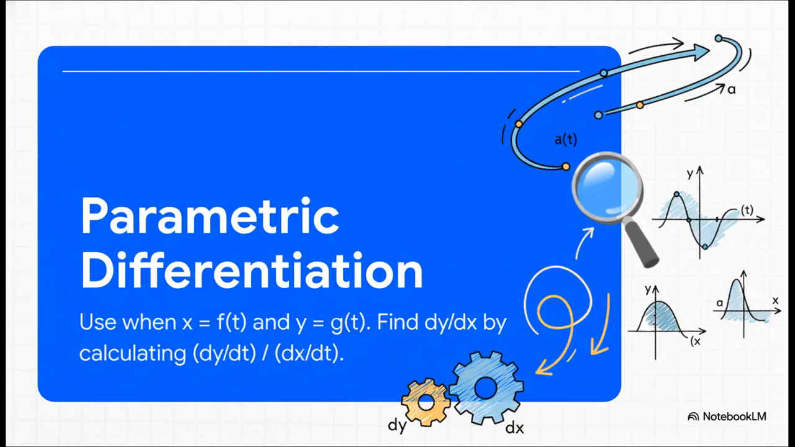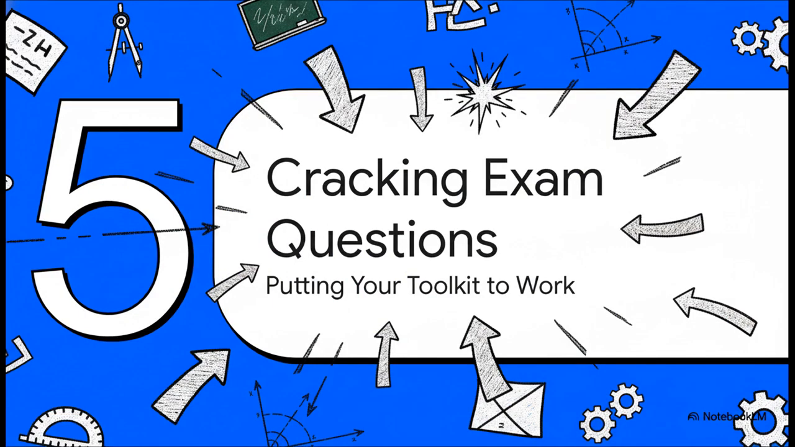And finally, our third pro move is for parametric equations. This is when both x and y are described in terms of some other variable, usually t for time. To find the slope, dy over dx, it's actually pretty simple. You just find the derivative of y with respect to t, and then divide that by the derivative of x with respect to t. Easy. And now for the best part, the payoff. Let's see how this toolkit we've just built completely demolishes some actual exam questions.